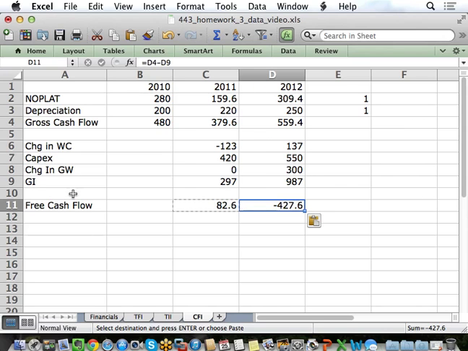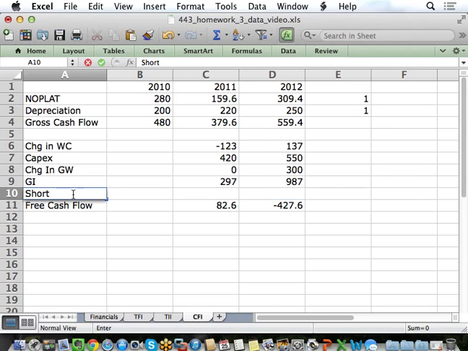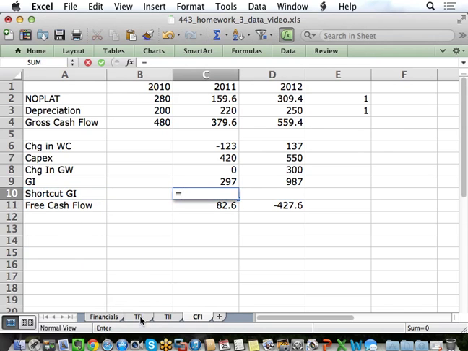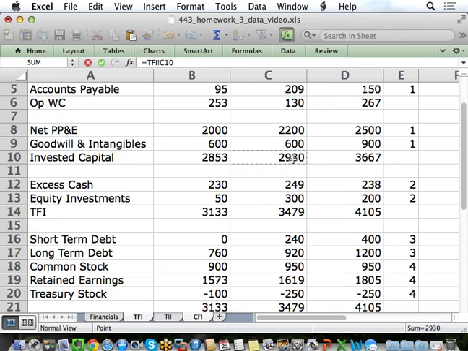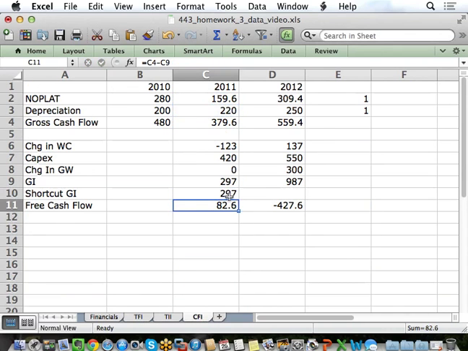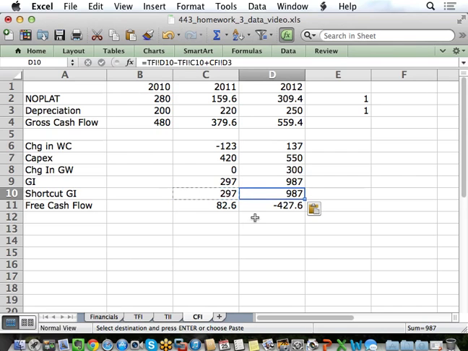And as I said, we can also verify this by using our shortcut for gross investment, which was change in invested capital plus depreciation. So invested capital this year minus previous year plus current year's depreciation would have been the shortcut, which gives me the same number as if I did it granularly. So that is my free cash flow. That is how much cash I generate from operating activities after reinvestment back into the business. That's the impact of what we'll call our 1s.